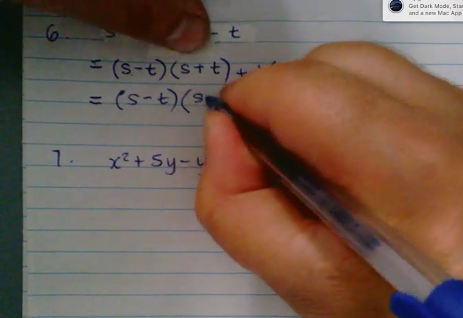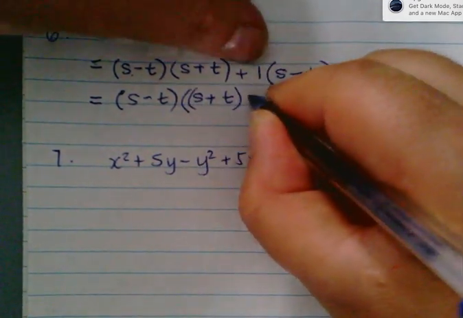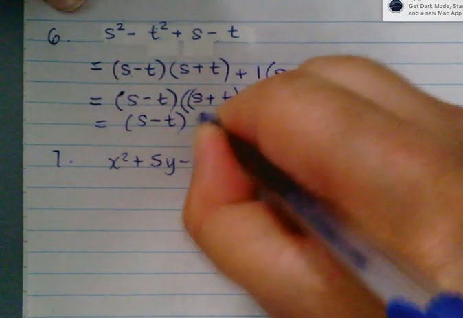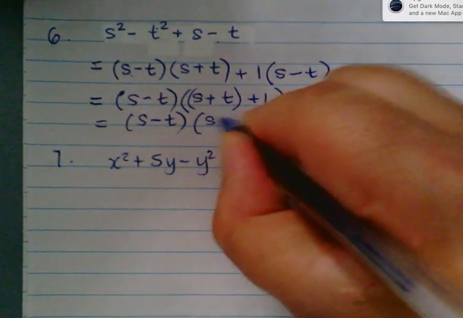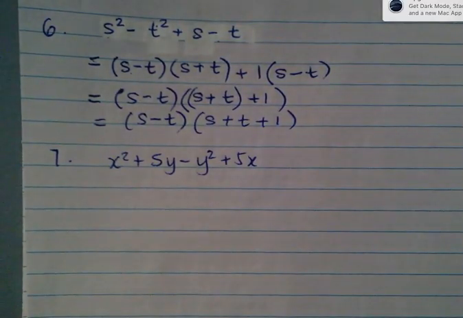And what's left over is this s plus t, and I can put it in an extra bracket, plus this 1. And then I can just expand the second bracket, because you don't need a bracket there. And I've got s plus t plus 1. Okay, now that's a bit of a tricky one.